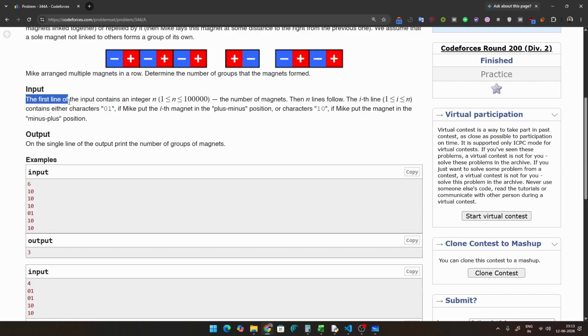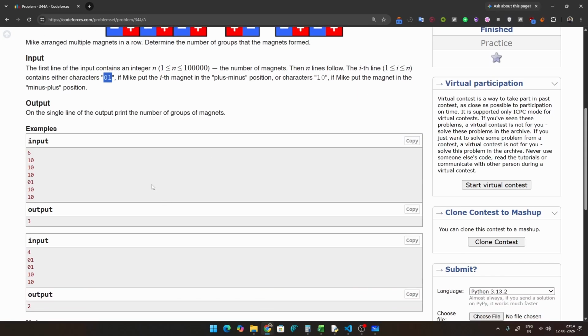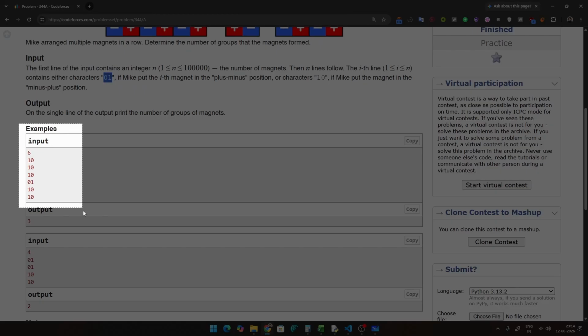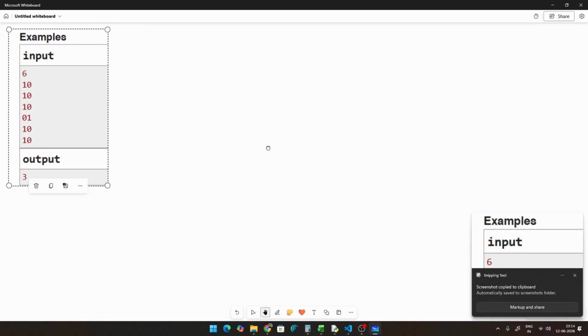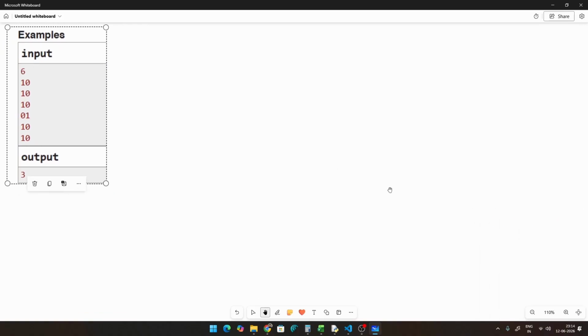So the first line of the input contains the integer n, which is the number of magnets he's placing. Then n lines follow with the characters 01 if it is in a plus-minus position, so plus is 0 and minus is 1, or 10 if it is the minus-plus position. What I'm going to do right now is copy this example and work through it, and by doing that, I will make sure that you understand the problem that is being posed here as well. And we will attempt to solve it as always.